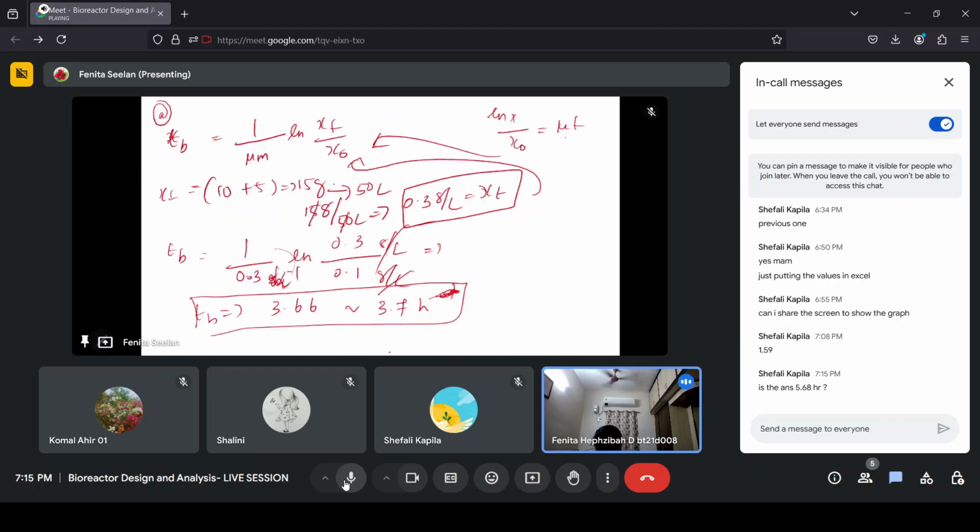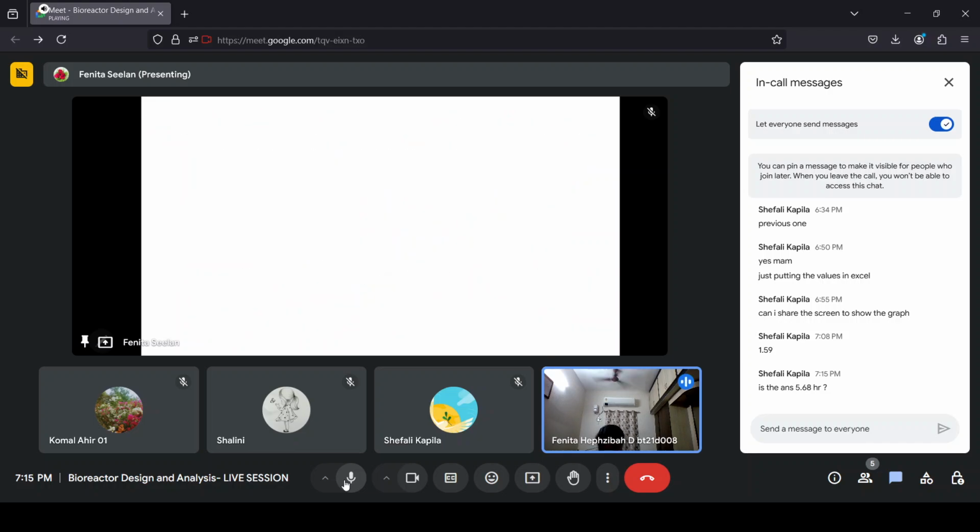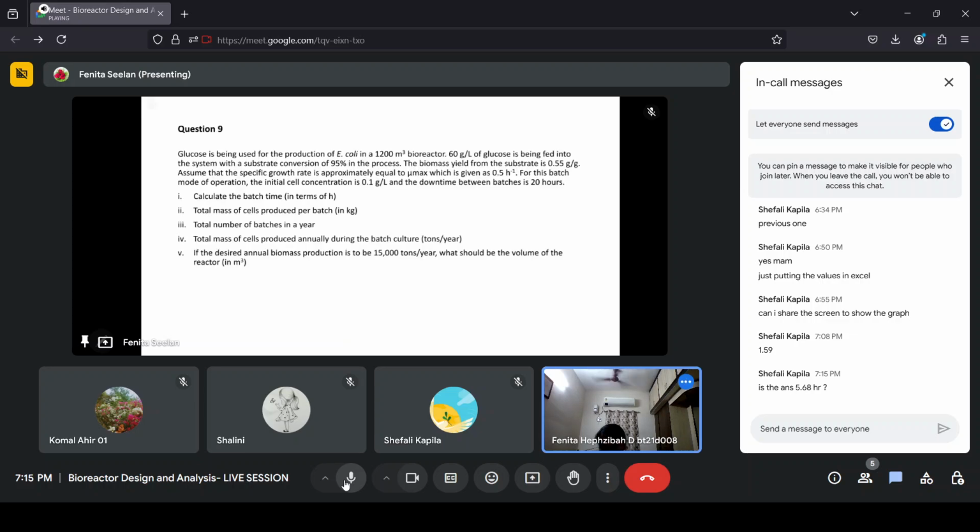The next question, there is one more part for this. Now you have to find the batch culture time required to produce 100 gram of ethanol. Here the product term comes into picture. The final product is 100 grams they want. So we have to start writing the equation for it.